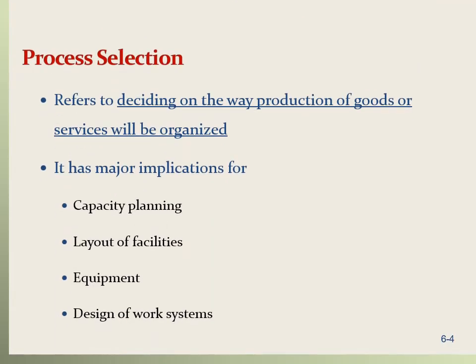Process selection refers to deciding on the way the production of goods or providing of services will be organized. Process selection has major implications for capacity planning, facility layout, equipment, what equipment to buy, purchase and operate, and the design of work systems. This is what we want to talk about in this chapter: process selection and later the facility layout.